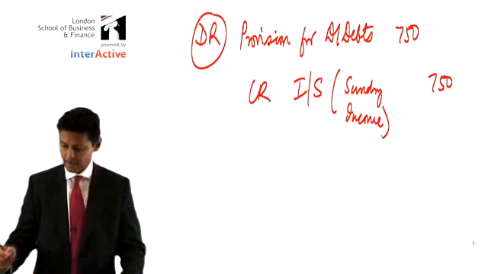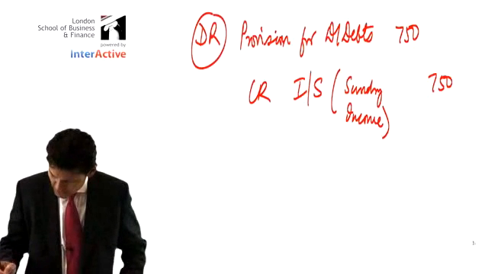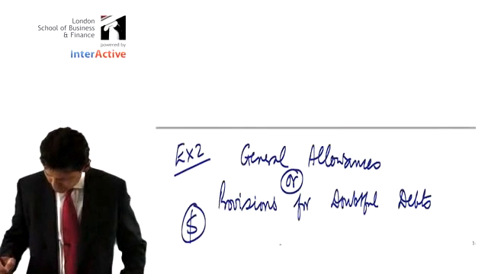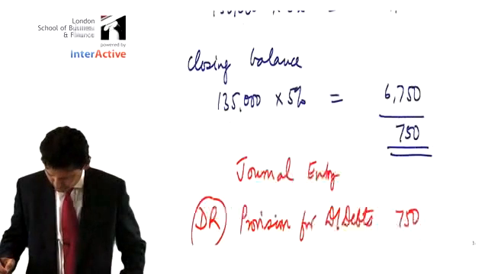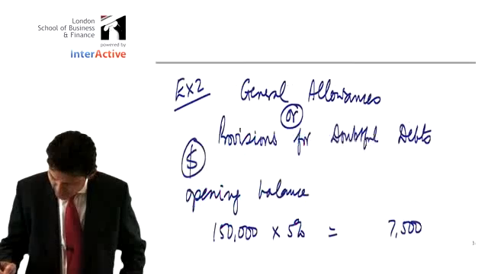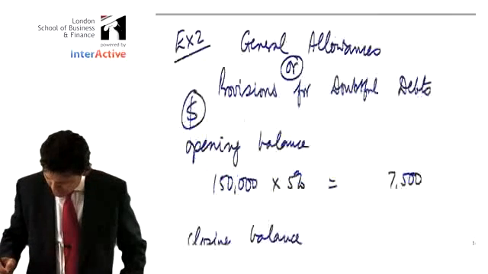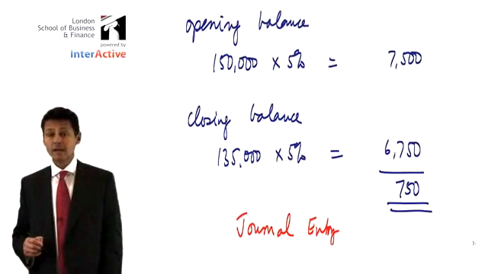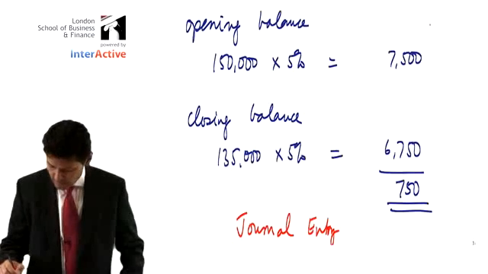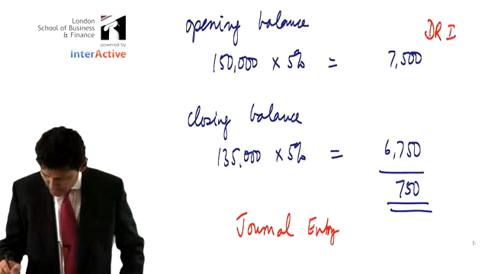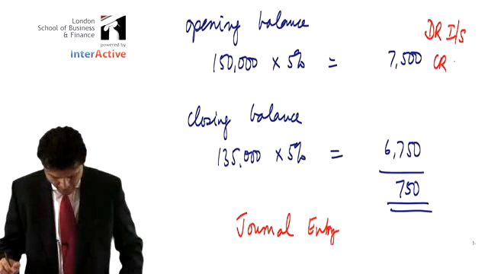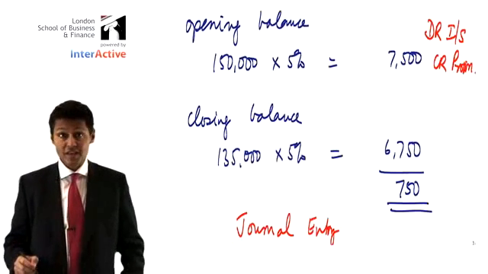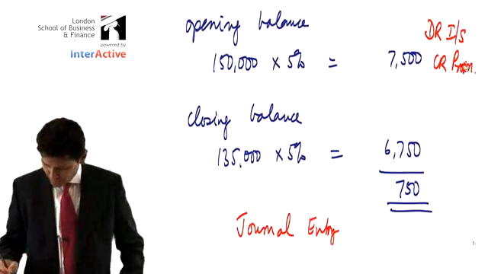What else can I say? I suppose last year that 7,500 was a debit to the income statement and a credit to the provision account or allowance account, assuming there wasn't anything the year before. Big assumption, of course.